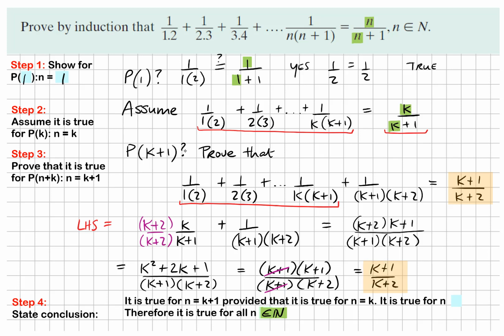So I've proven what I set out to prove, QED. Therefore, I just state my conclusion. It's true for n equals k plus 1 if it's true for n equals k. It is true for n equals 1, we've proven, therefore it's true for all n, an element of the natural numbers.